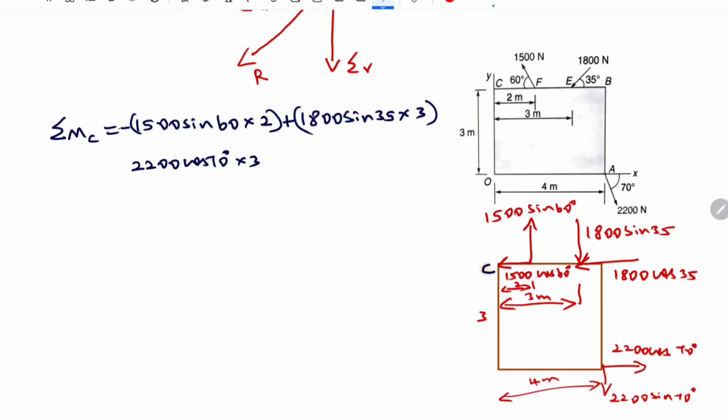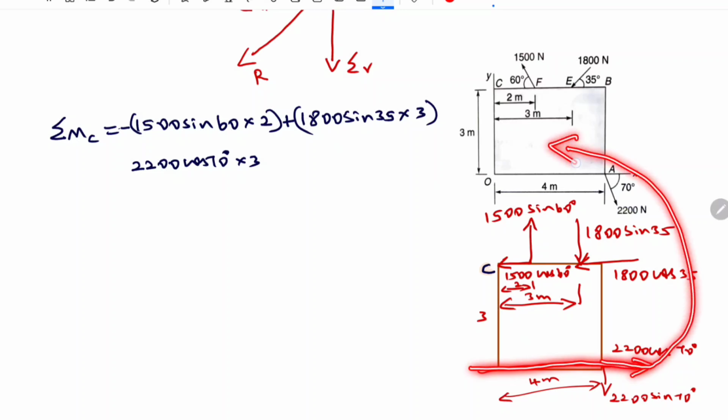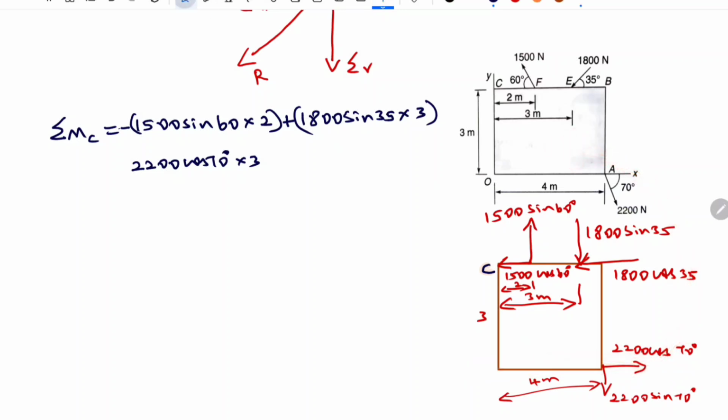And the direction of rotation is important here. This is actually the line of action, and if a force is acting in this direction with 3 meter distance, then this will go like this. So this is the anti-clockwise direction, so the direction is negative here.